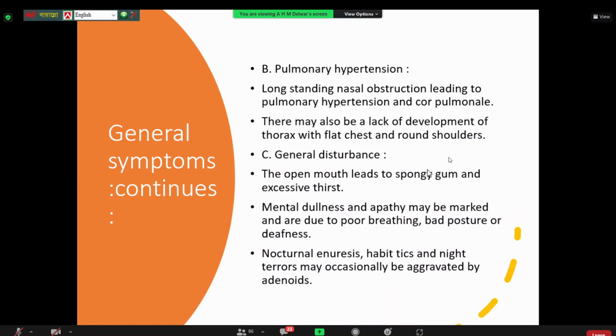The gum is spongy. Some children come with only a few teeth, and some with no teeth. Excessive thirst. Mental dullness and apathy may be marked and are due to poor breathing, bad posture or deafness. Posture means lying down during phonation. You see lying down for bad posture and deafness, and poor breathing. Nocturnal enuresis, habit tics and night terrors may occasionally be aggravated by adenoids.